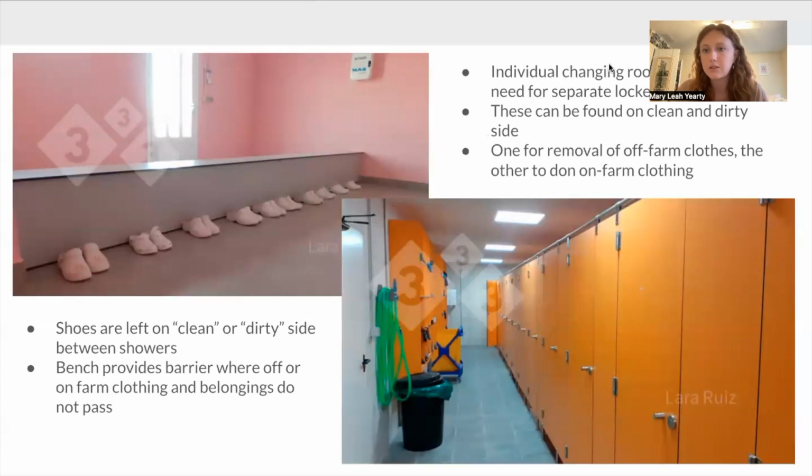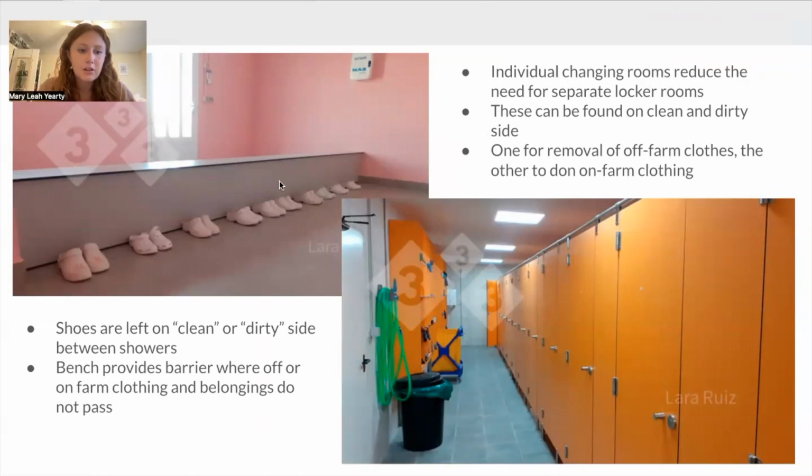It's really all about clear separation and lines between these clean and dirty areas. So your shoes from off farm will be left over there before you put on your slip-on shoes over this bench and continue traveling into the showers, locker rooms, whatnot. These individual changing rooms reduce the need for separate locker rooms for men and women, and they can be found on the clean and dirty side. So one will be to take off your on-farm clothing before you shower. The next to put on-farm clothing. So it's a pretty nice setup, but it's important to have these clear barriers is really the takeaway here.